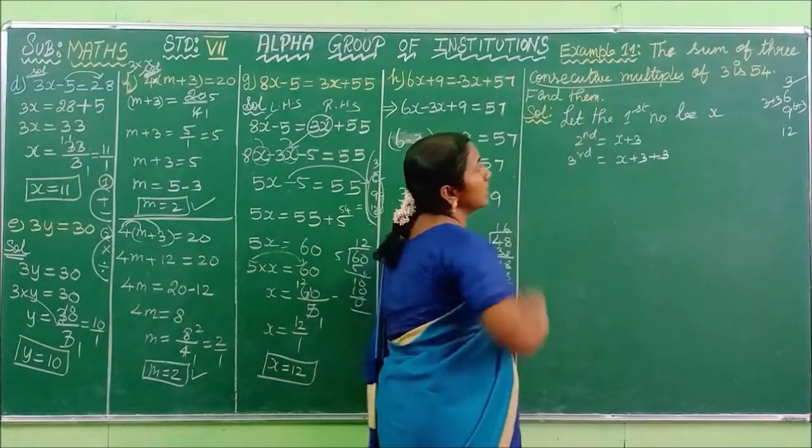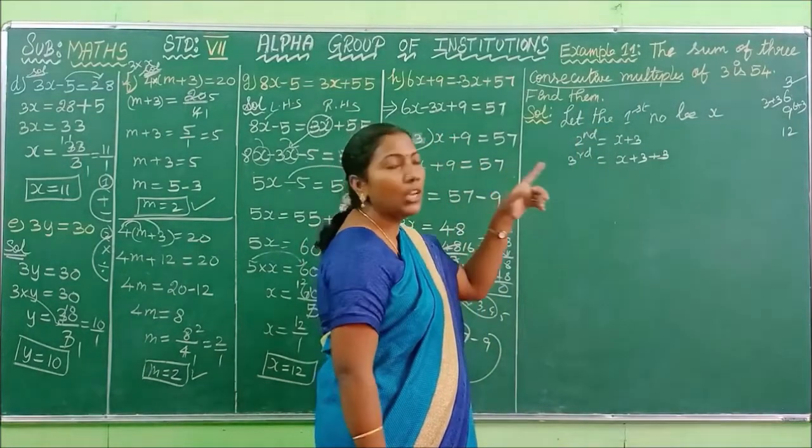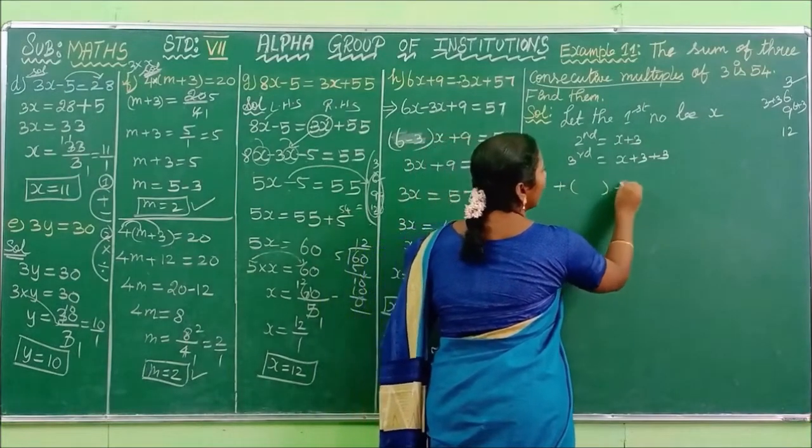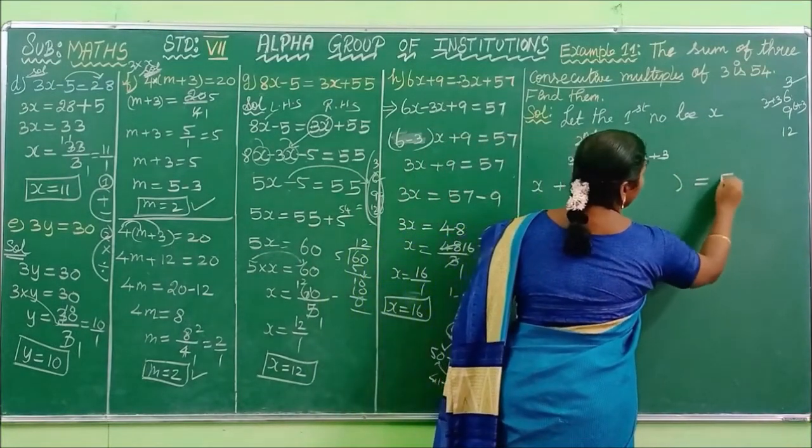What is given in the question? The sum of the 3 consecutive multiples is 54. It means if you add the first number, second number and third number, your answer is 54.